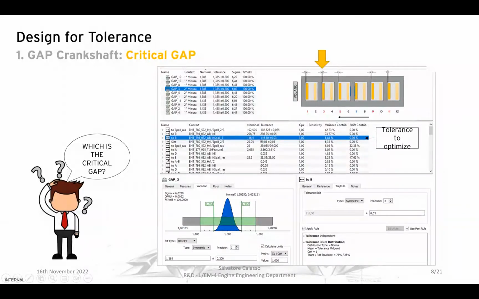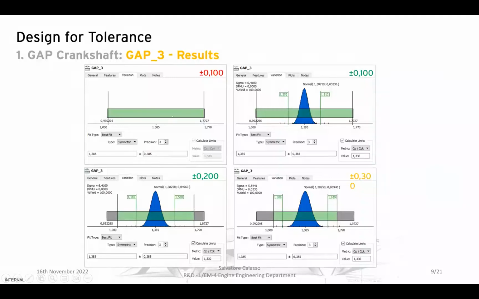So we focused on this value that was tolerated in plus minus 0.03 millimeter. And our goal is to understand which is the maximum value that we can accept, keeping the goal to have at least 1 millimeter of the gap between the two shoulders. So starting from a worst case approach, we didn't increase this value at plus minus 0.1 millimeter.